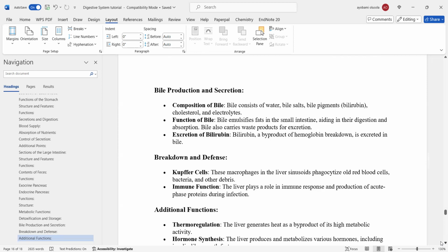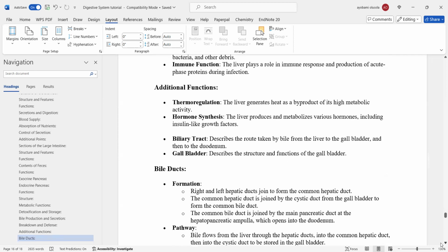Now, bilirubin is a byproduct of hemoglobin breakdown, and it is excreted as bile. Kupffer cells are macrophages in the liver sinusoids. And what they do is that they phagocytize old red blood cells, bacteria, and other debris. The liver also plays a role in immune response and produces acute phase proteins during infection.